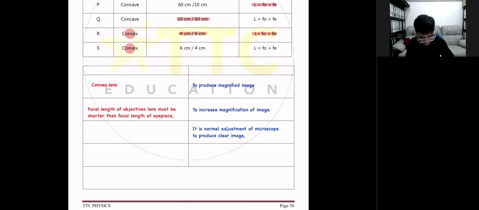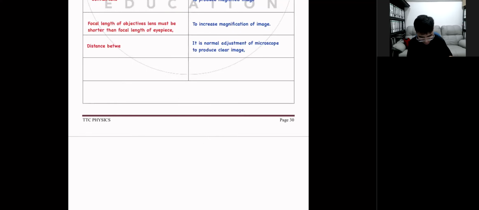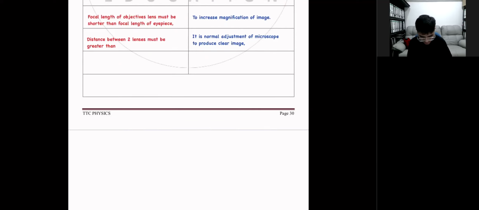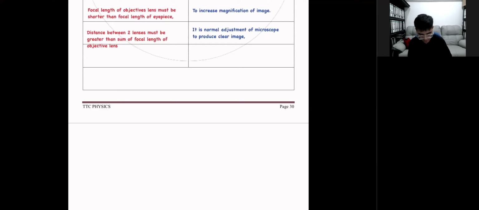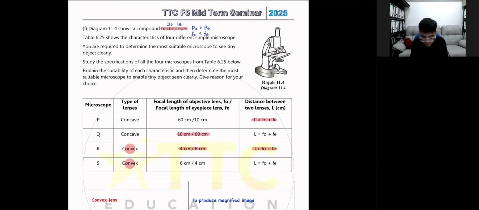Now, which one? The length. Okay. The distance between the two lenses must be greater. That means it must be further. It must be greater than the sum of the focal length of the objective lens and also the eyepiece. Okay, it is the normal adjustment. You have to adjust it this way in order to get a clearer image. Now, so there are only 3 points, right?